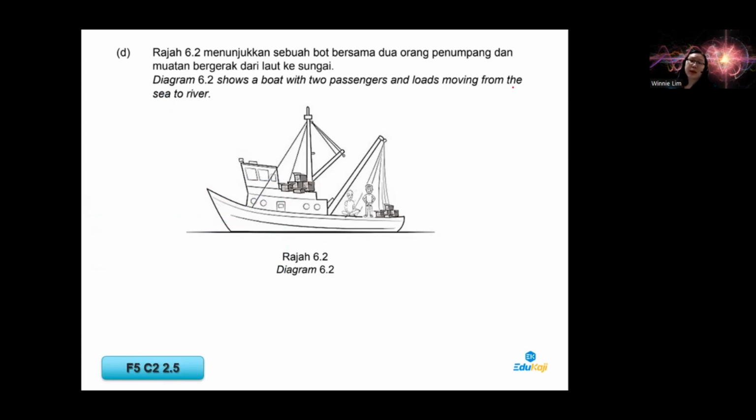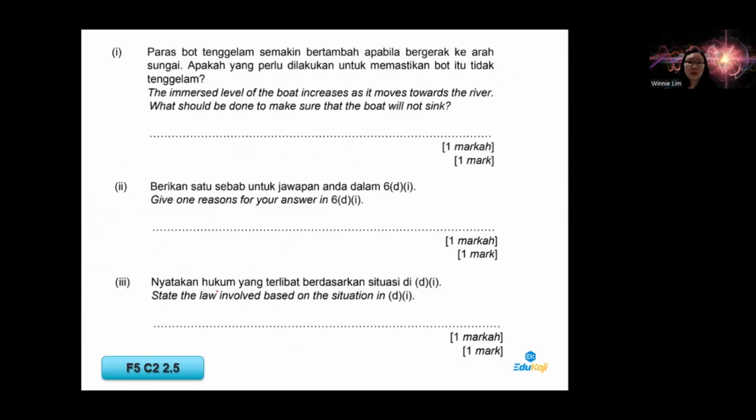Okay, so basically what you can do is, you say the immersion level increases when it moves towards the river. So what should be done to make sure that the boat does not sink? You unload the loads from the boat, or remove them. You can use any term, or you take away the loads from the boat.